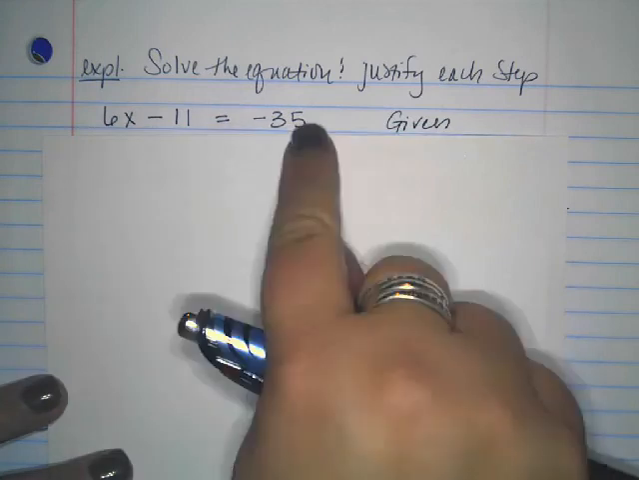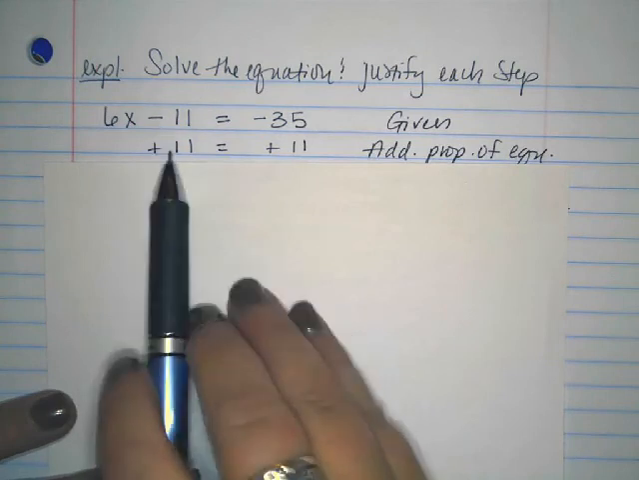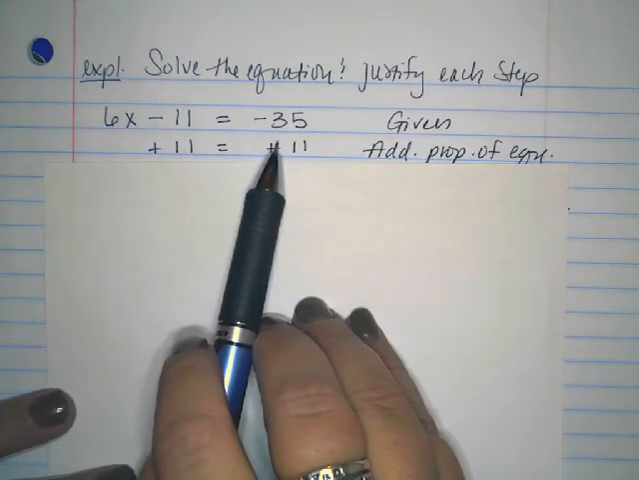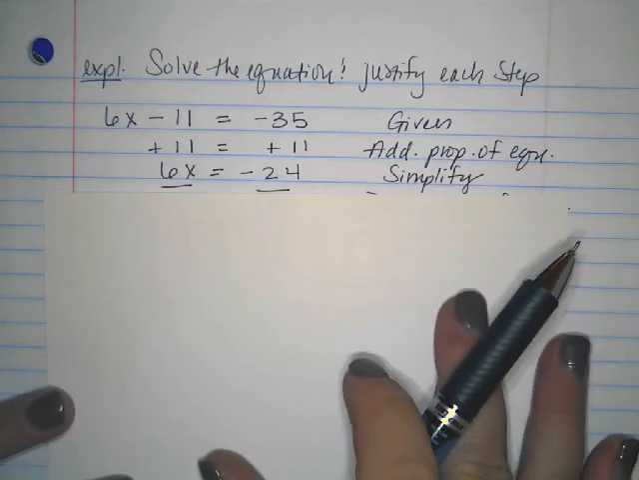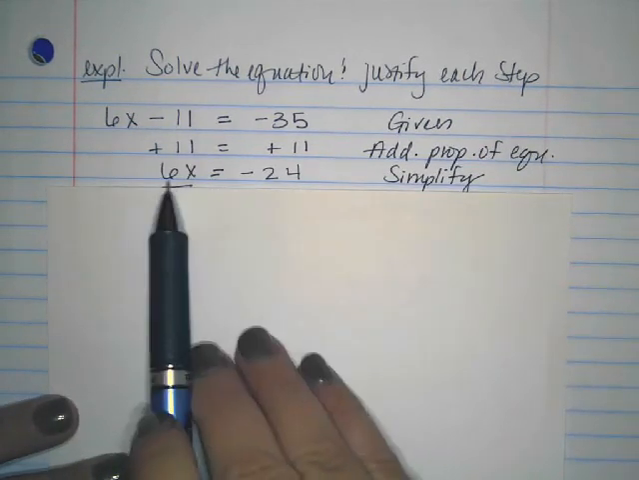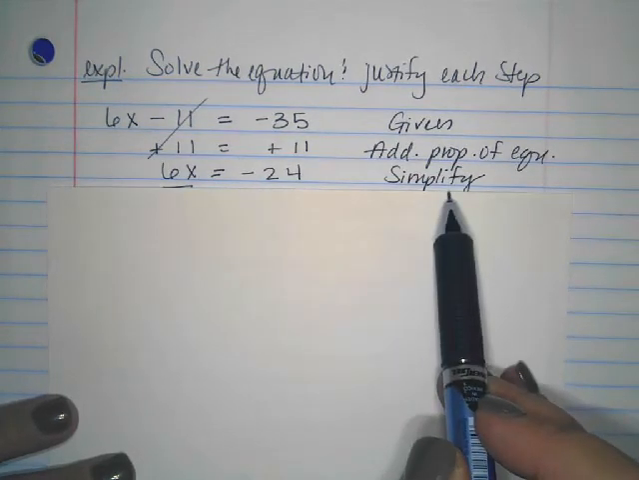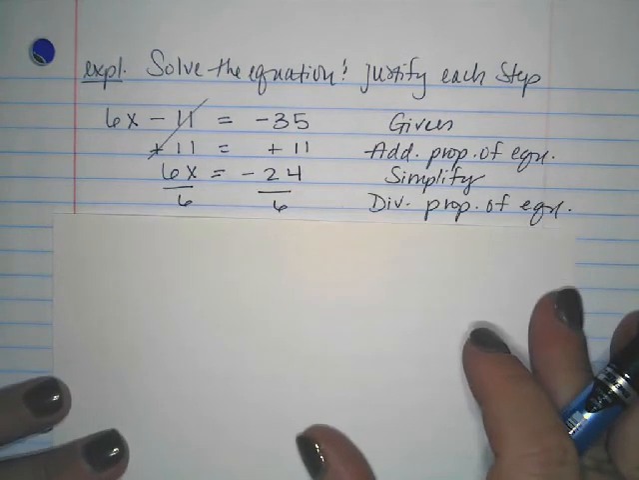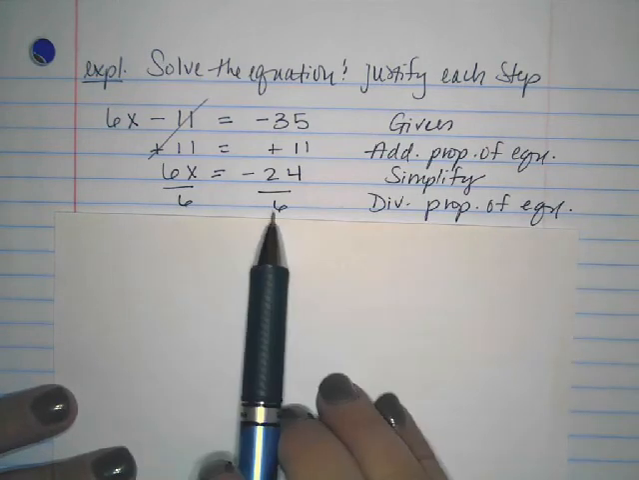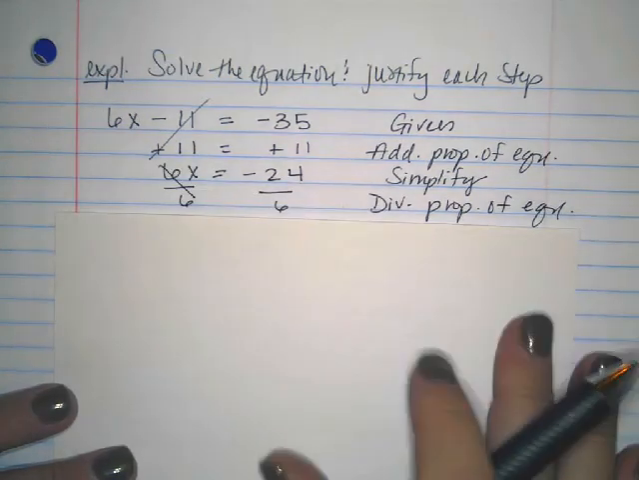So along each line, I'm going to have a justification. The next step, to solve this, I know I'd add 11 to both sides. And again, that's the addition property of equality. Notice I abbreviated it because I didn't feel like writing it all out. Then when I rewrite what I have left after the 11s go, that's really just simplified. Sometimes they call that substitution as well. Then next I'm going to divide both sides, which is the division property of equality, which is legal as long as I do both sides.